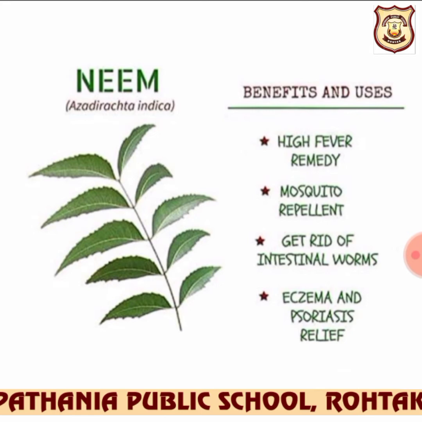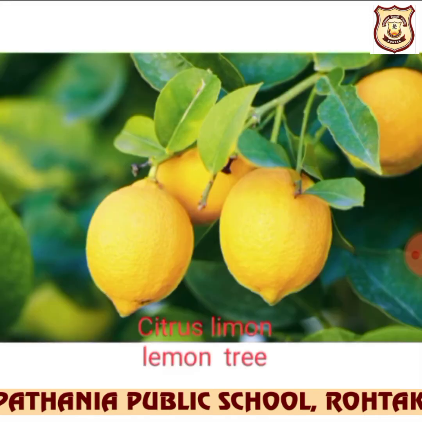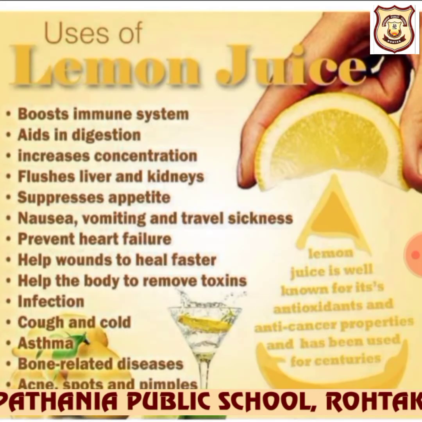One more plant we are talking about today is the lemon tree. Its scientific name is Citrus limon. Again, this is a very important plant for medicinal purposes. Its leaf, its bark, its fruit, every part is utilized to make medicines. So let's talk about some uses of lemon juice first.